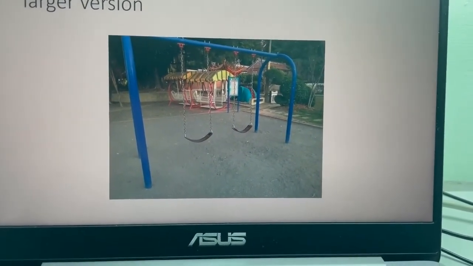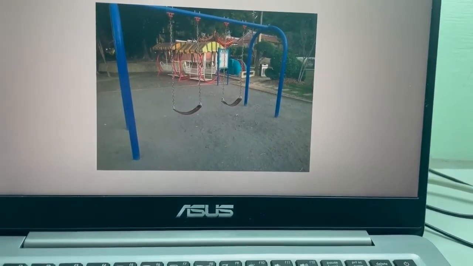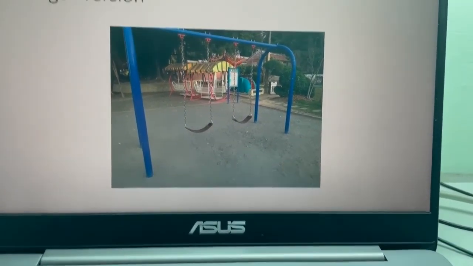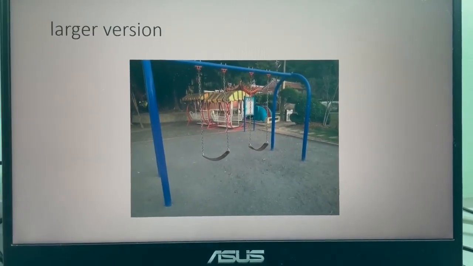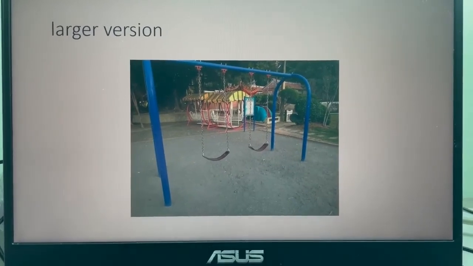The second one costs more energy and takes more time, but is more interesting. We will go to maybe two or three parks and play on the swing, measure any information we need, and it is a larger version.